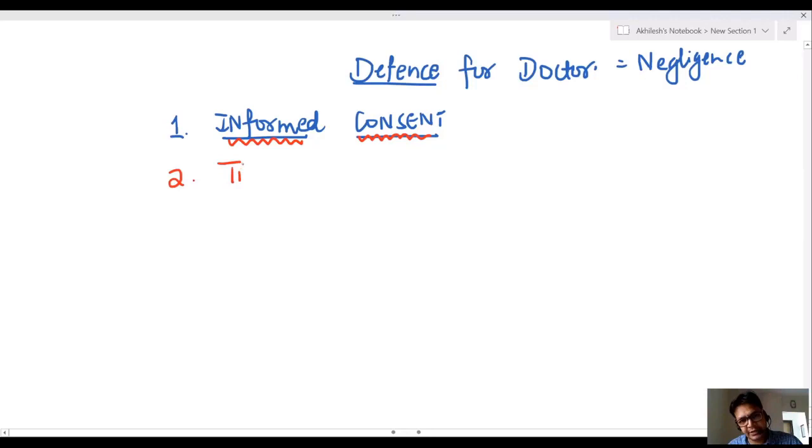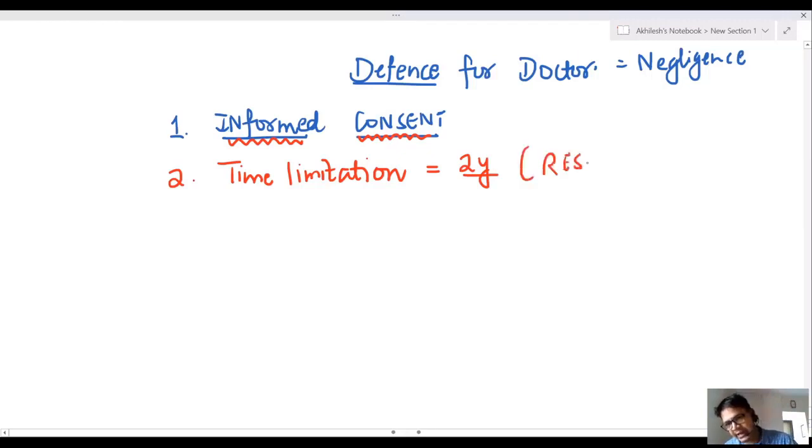Second, time limitation. Sir, if a patient wants to file a case against a doctor, the time limitation is 2 years. It means if today you have damage, you can file a case within 2 years of the damage. This is known as res judicata.